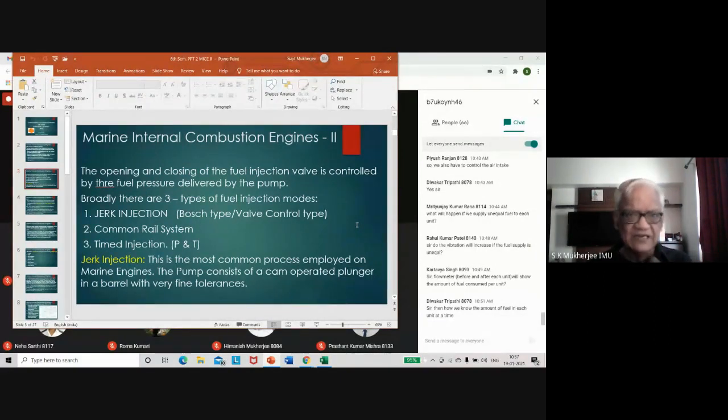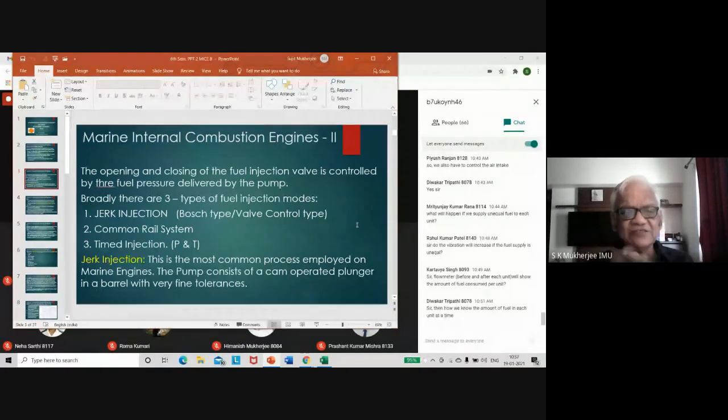Okay, let's start. The opening and closing of the fuel injection valve is controlled by the fuel pressure delivered by the pump. That everybody knows. So it is like hydraulic pressure which opens the fuel injector. Broadly, there are three types of fuel injection modes. One is called the jerk injection. Why it is called jerk, don't ask me. I don't know why it is called that. It is called jerk injection.